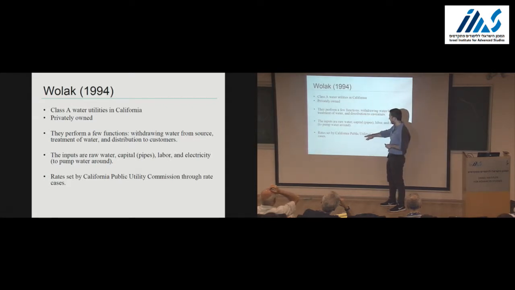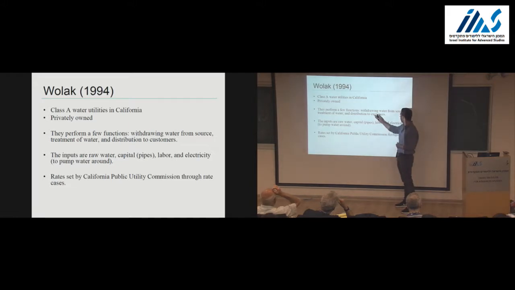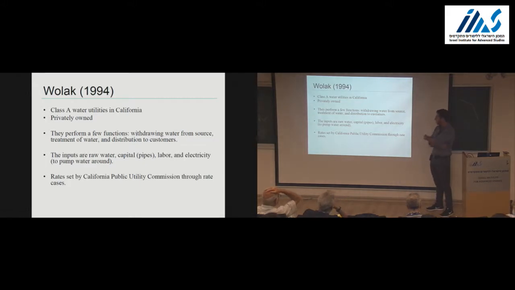They are regulated by the California Public Utilities Commission. Okay, so that there's a governmental body who's going to run rate cases and say, okay, you can charge this much for water to these different classes of customers. So the water utilities, they do a bunch of things. They take water from some source, whether it's from the ground or from reserves or reservoirs. They treat the water to make it drinkable, potable, and they pipe it out to customers.